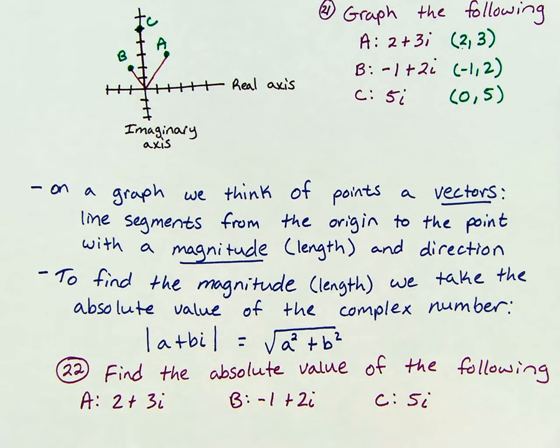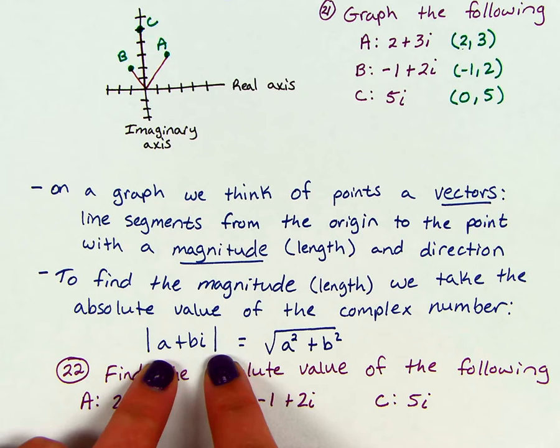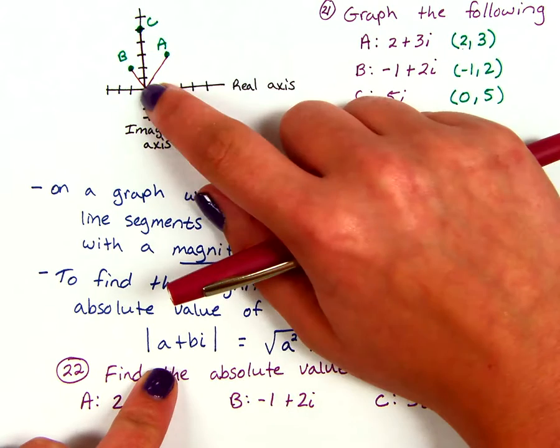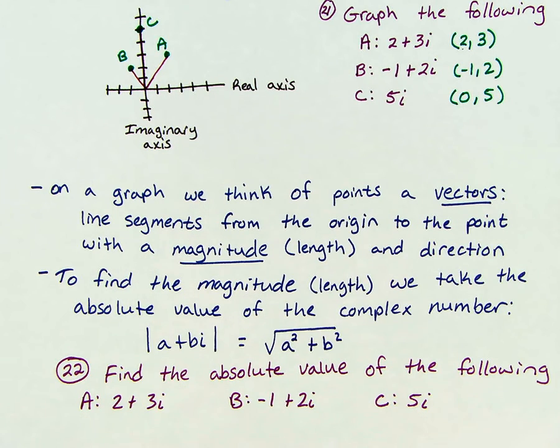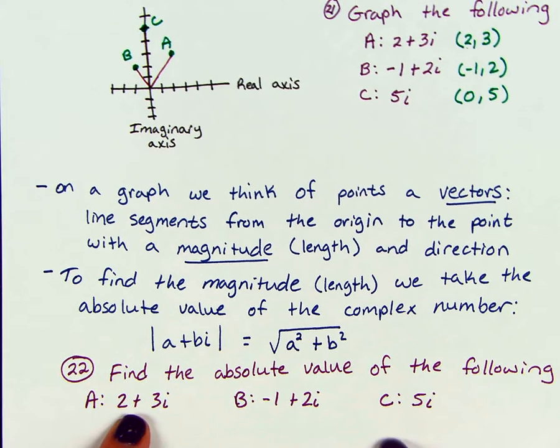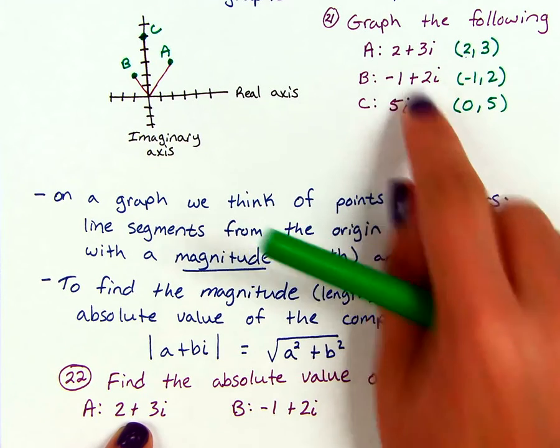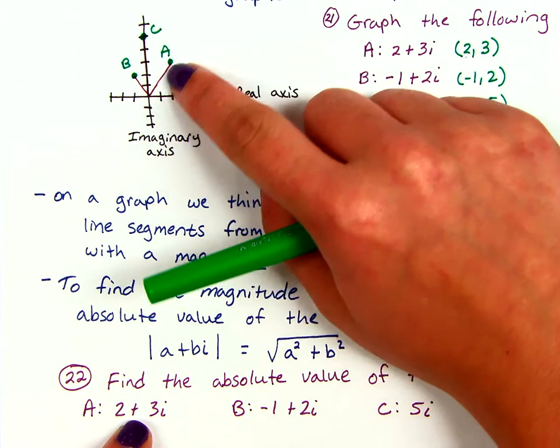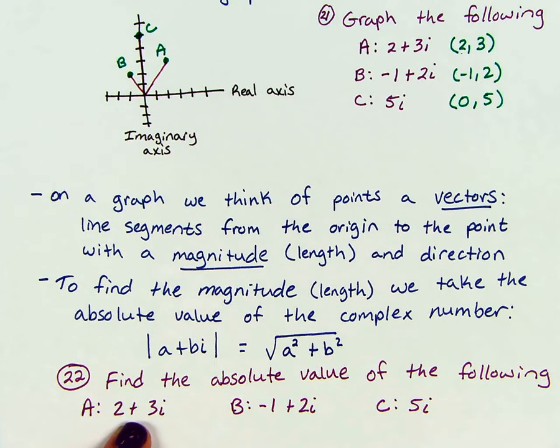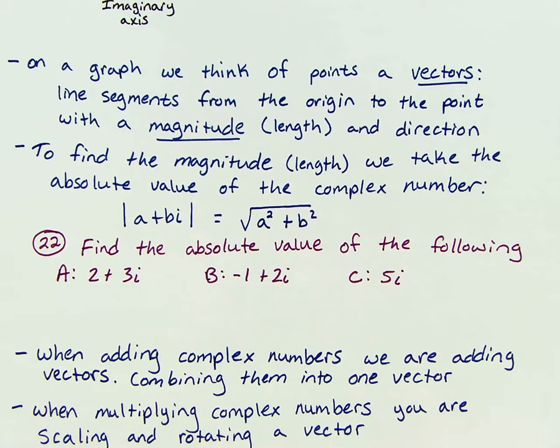So again, when we take the absolute value of a complex number, we're really finding the length of this vector. And this is our formula for doing that. So again, we're thinking of it on a graph. On a graph, the vector is really a line segment, and we're finding the distance of that line segment. Okay. So if we do practice, we graphed the 2 plus 3i already. So now we're going to go through and find the length of this vector using our absolute value and our distance formula.